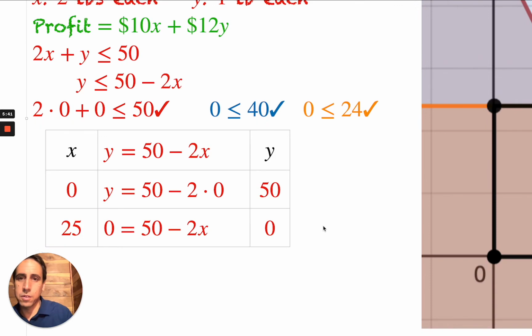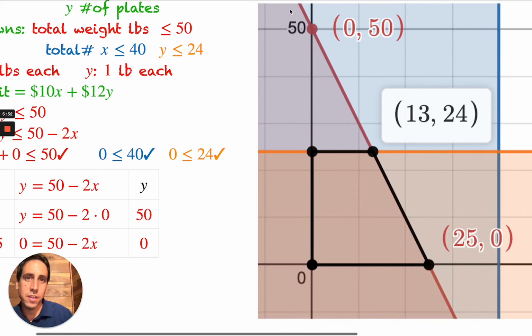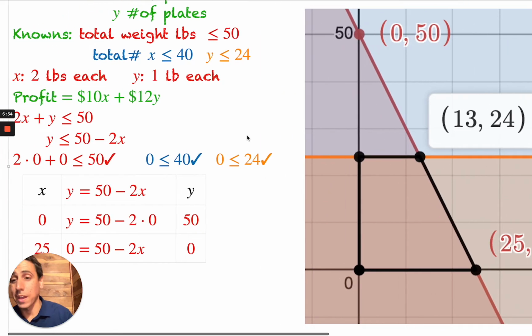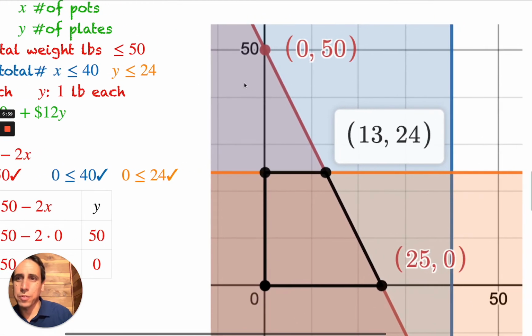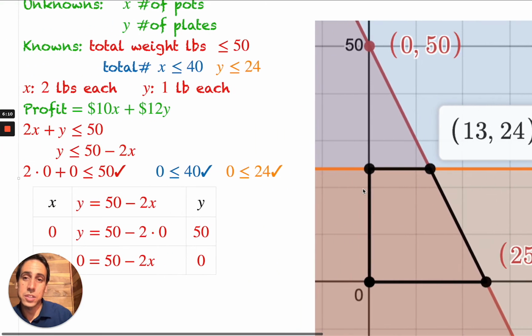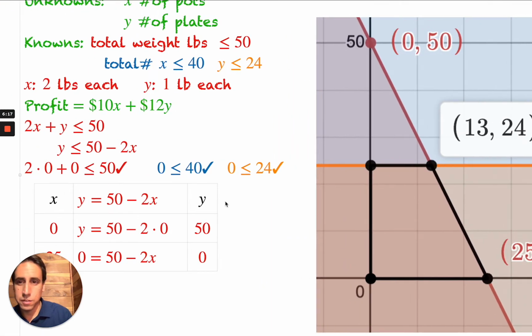Good. So I got an equation, a table, and now I'm graphing the line, boom. So (0, 50) and (25, 0) are the x and y intercepts for this red line, making it solid because this is a less than or equal to symbol. I don't think we need tables for the blue inequality or the gold inequality because x equals 40 is this line right here, and y equals 24 is this line right here. We've got to figure out which region to shade because each of these lines divides the plane in half into two different portions.